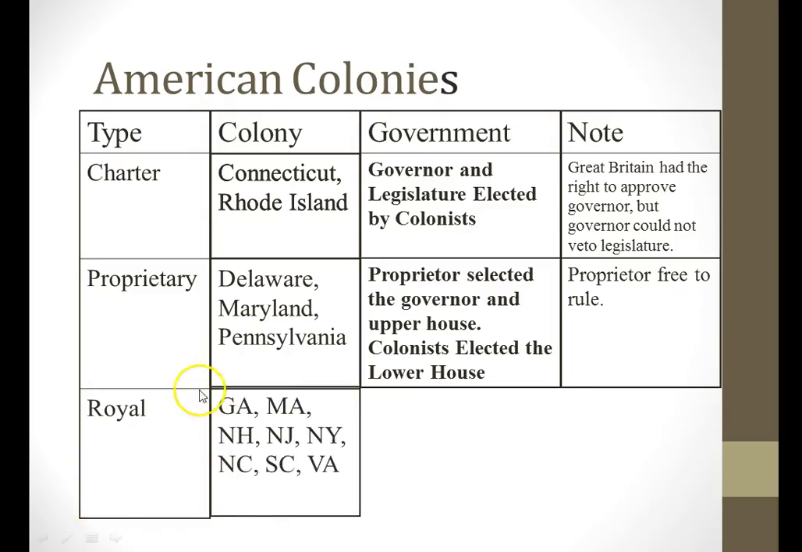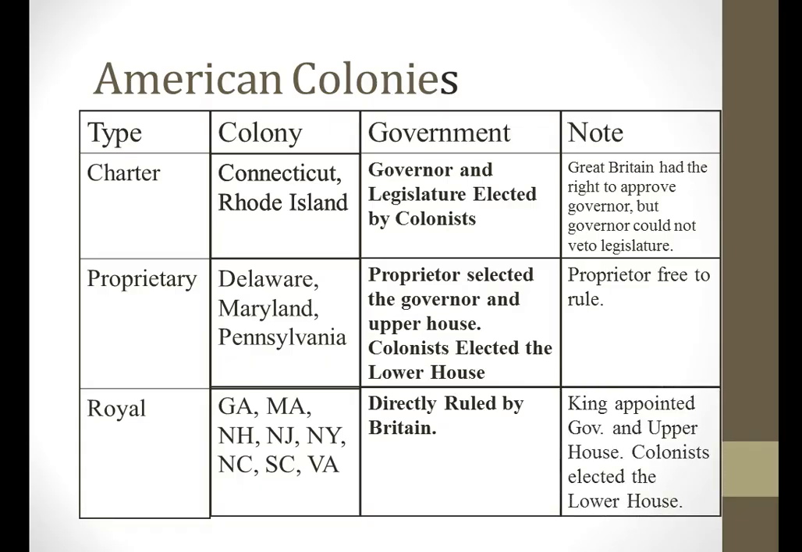Royal colonies, these are examples there: Georgia, Massachusetts, New Hampshire, New Jersey, New York, North Carolina, South Carolina, and Virginia. Vast majority of the colonies. They were directly ruled by Great Britain, which means Great Britain called the shots for all these guys. Okay, the king appointed the governor and the upper house. Colonists elected the lower house, but the lower house really couldn't do anything if the king and the governor and upper house wanted something done. There was really no recourse for them to fight back against anything.